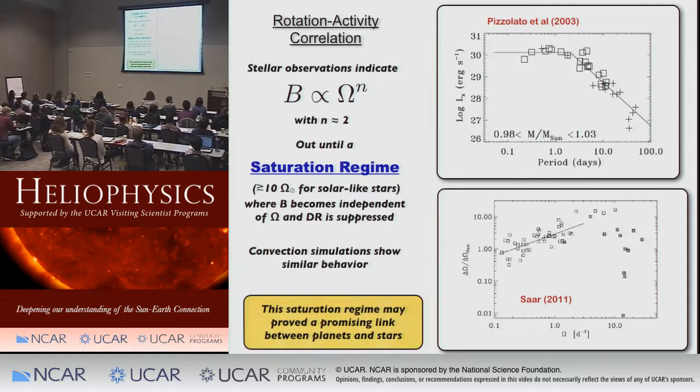But this is the regime where we can really make a connection between stars and planets, because this saturation regime is probably a lot like what a planetary dynamo is running, where you're operating at maximum efficiency. So here, you might expect the magnetic field to be determined really by how much energy flux and the luminosity of the star. So as you spin it up, you really tap more and more of the magnetic energy until you reach a saturation.